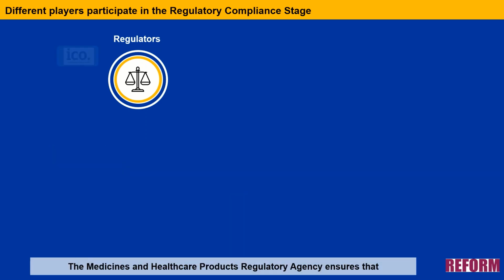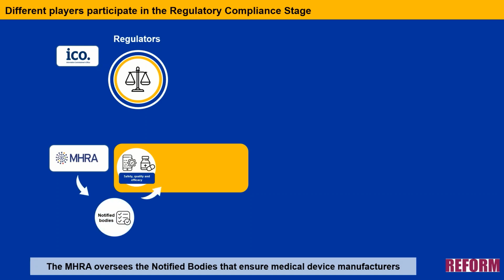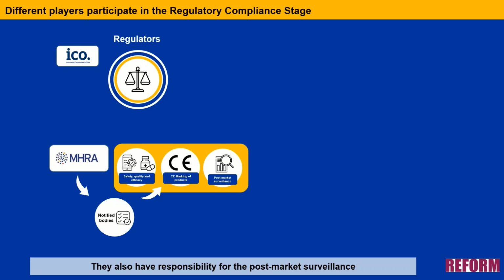The Medicines and Healthcare Products Regulatory Agency ensures that medicines and medical devices meet standards of safety, quality, and efficacy. The MHRA oversees the notified bodies that ensure medical device manufacturers comply with the regulatory requirements before placing their devices on the market. They also have responsibility for the post-market surveillance of drugs and medical devices.